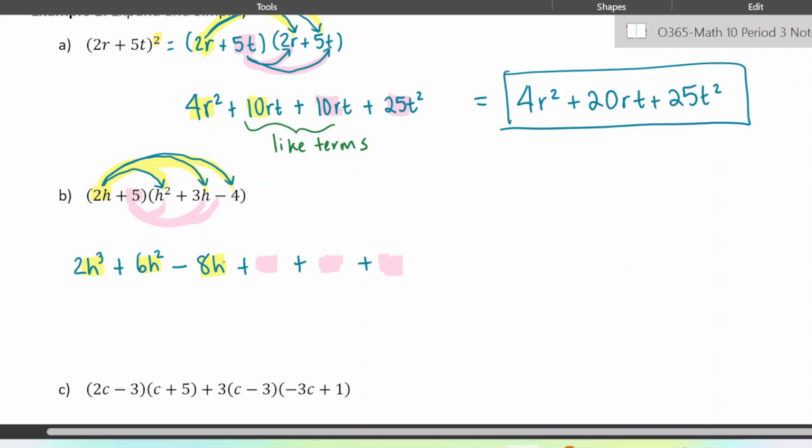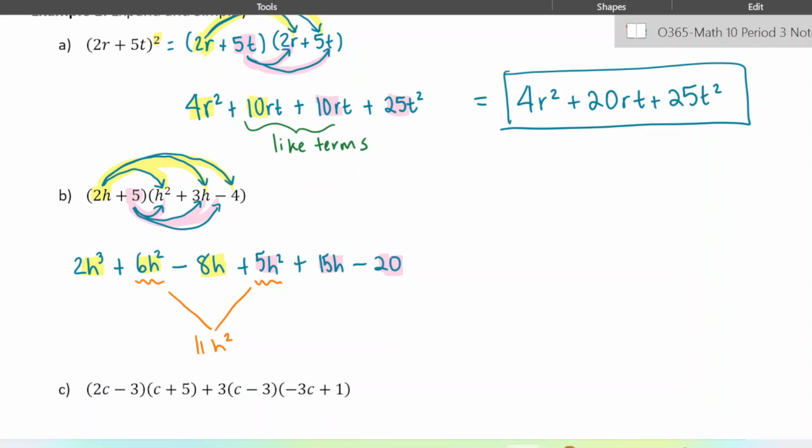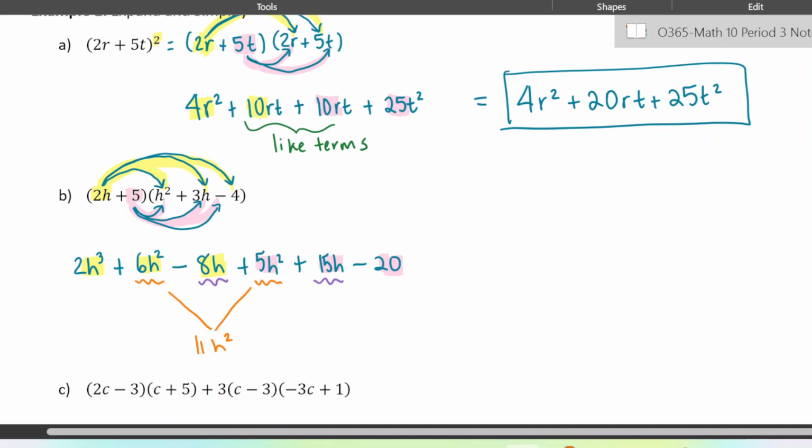Okay, let's do the pinks. 5 times h squared, 5h squared. 5 times 3h, so 15h. And finally, 5 times negative 4, so I'm going to change that to a negative sign, negative 20. Okay, let's look for like terms. I'll use a different color here to indicate them. So we have two different h squared terms that we can combine into 11h squared. And then we have two different h terms that we can combine together, so negative 8 plus 15, that would make 7h.